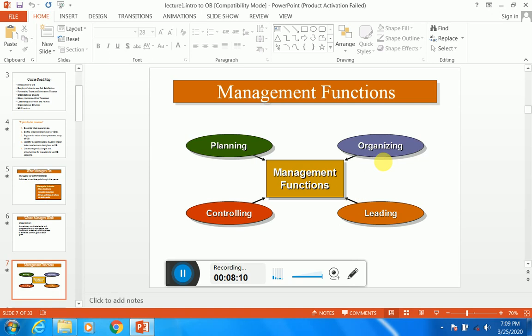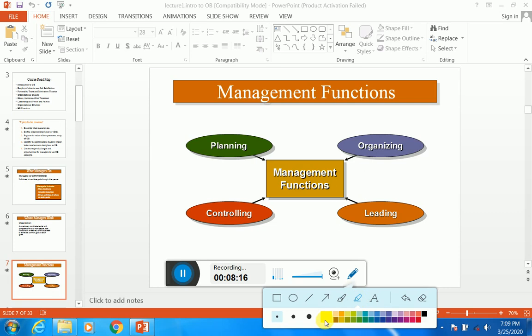After that, we will move to organizing. Organizing in simple words simply means to give order to things. From the bookish point of view, organizing means determining what tasks are to be done, who is to do them, how the tasks are to be grouped, who reports to whom, and where decisions are to be made. That is simply known as your organizing.